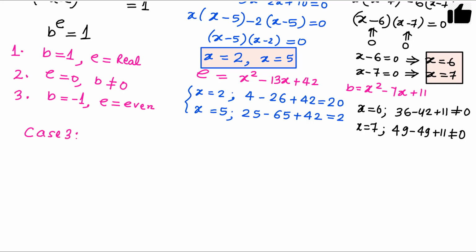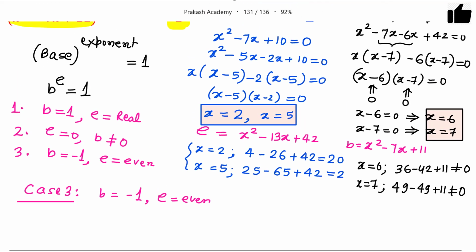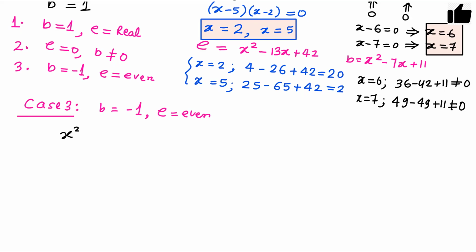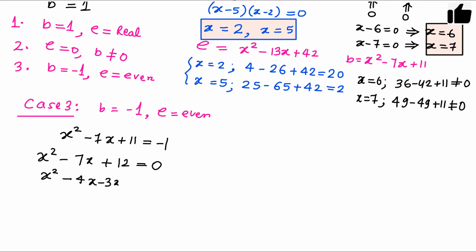b is equal to minus 1 and e is some even number. So let us check this case. So in this case what you have, the base is x square minus 7x plus 11, and this is equal to minus 1. This means x square minus 7x, and this minus 1 if you take this side, so this becomes 12 is equal to 0.